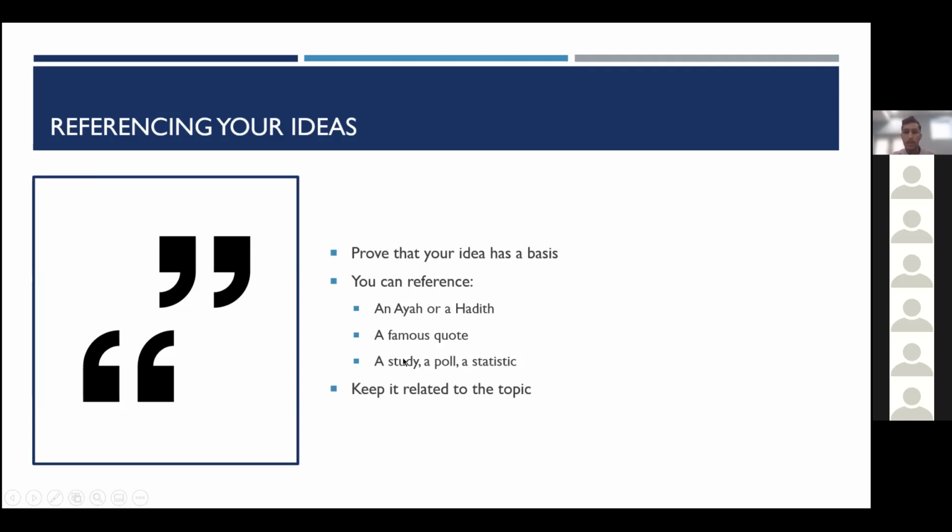It can be a quote from a famous person. It can be a study, a poll, or a statistic, something like this percent of people do this, or that percentage of people do that. But what's important is to keep that reference related to the topic. Make sure that it's helping you and helping your idea and helping your position, right? You, of course, don't want to bring something opposite to what you're trying to say, because then the reader's going to be like, wait a second, you're saying this, but you're saying this person says that, and now it's confusing, right? So you want to make sure that whatever you're trying to say is related to the topic and it's helping what you're trying to say.